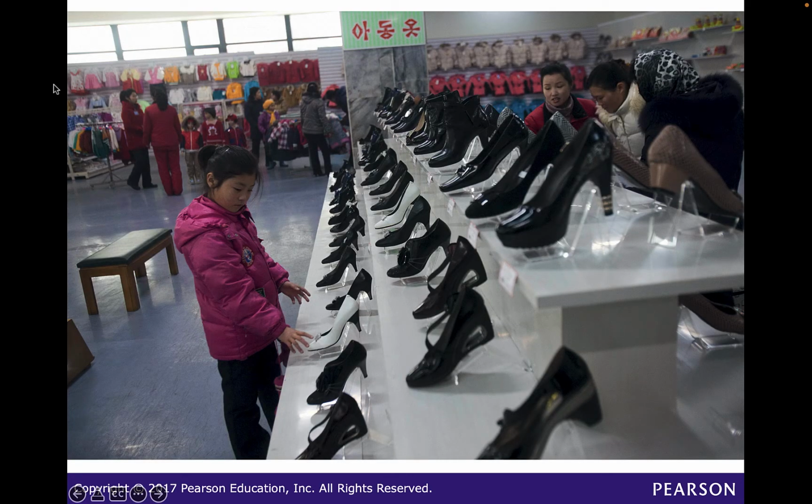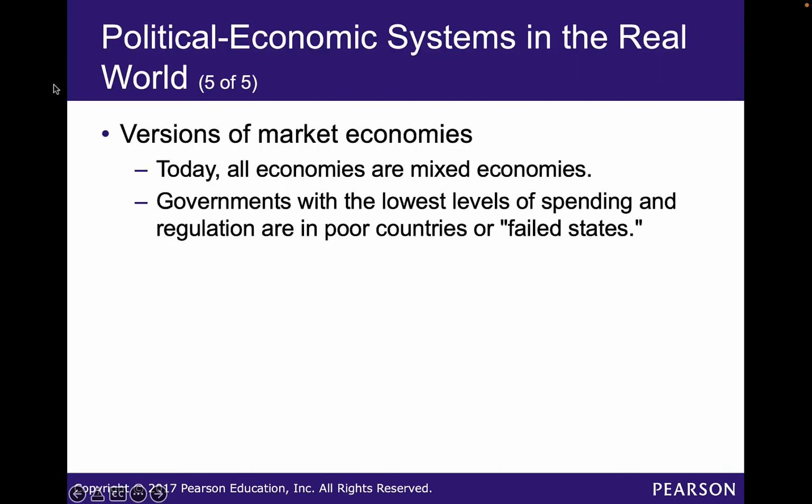This is a picture in North Korea of shoes being sold. You can see they're probably pretty much the same. So if we look at versions of market economies, today all economies are mostly mixed. And the governments with the lowest levels of spending and regulations are in poor countries or failed states. And much like we talked about with Afghanistan being a failed state. Remember, Afghanistan doesn't really have any natural resources. So not a lot of revenue is being generated.